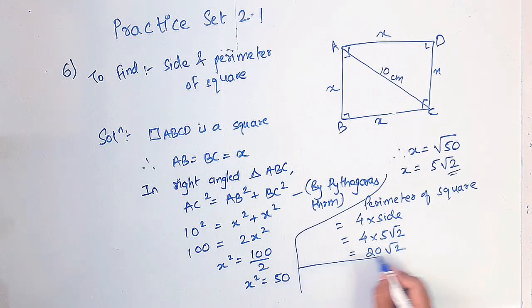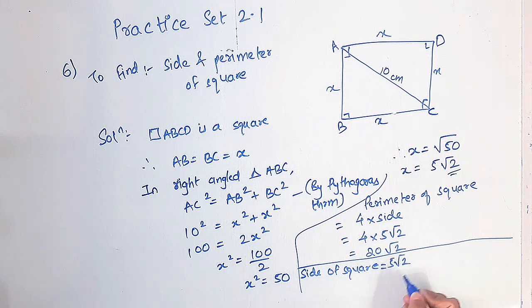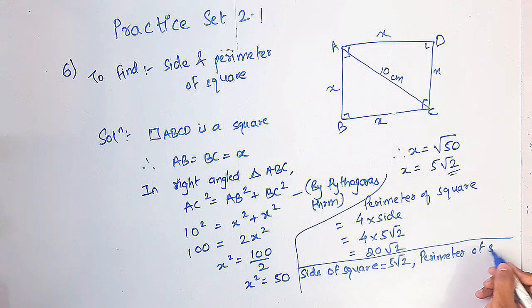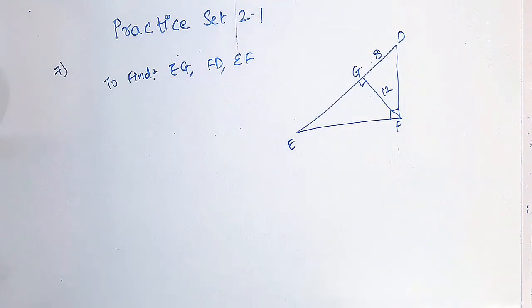Okay, so writing the final answer, how will you write? Side of square is equal to 5 root 2, and perimeter of square equals 20 root 2. Okay, then the seventh one.